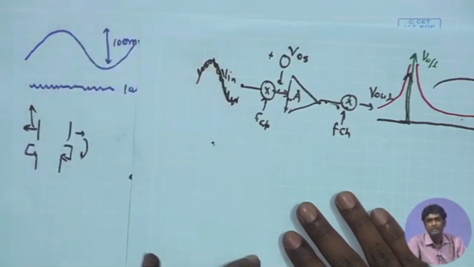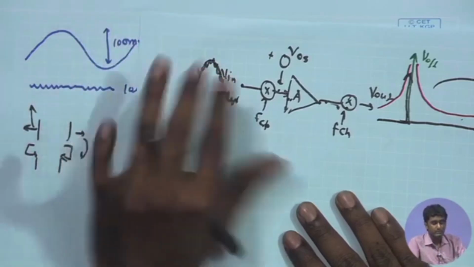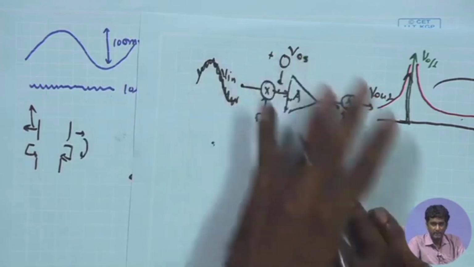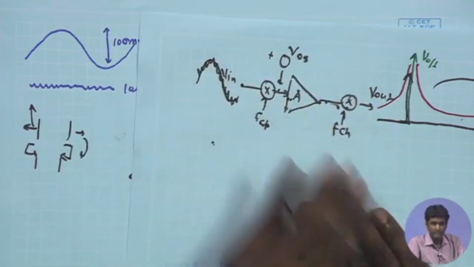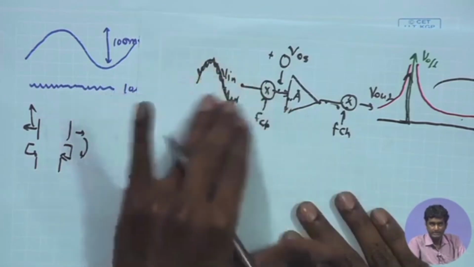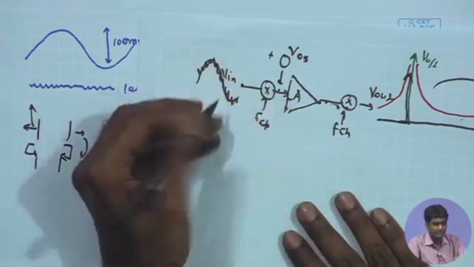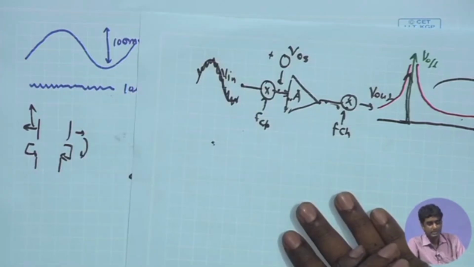So, therefore, it has to be suppressed, and to do that, we need to add certain things in the amplifier, we need to modify certain schemes in the amplifier, so that this offset or the dynamic offset baseline fluctuation can be suppressed.